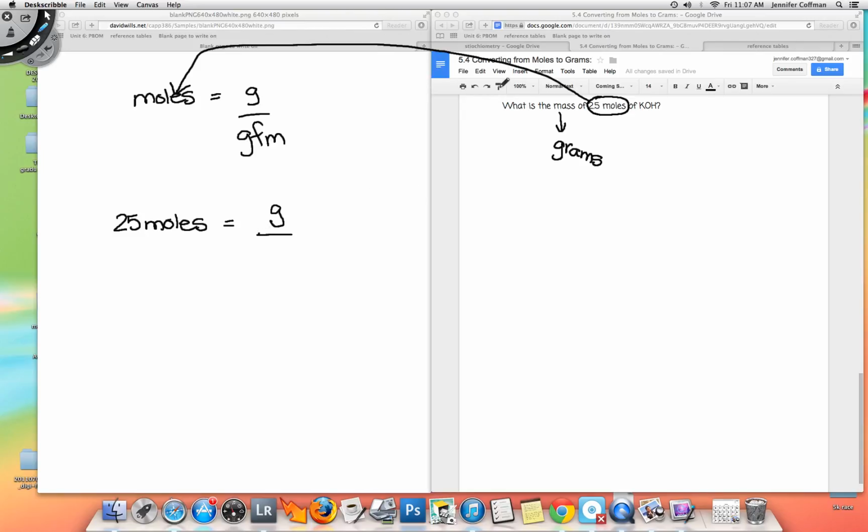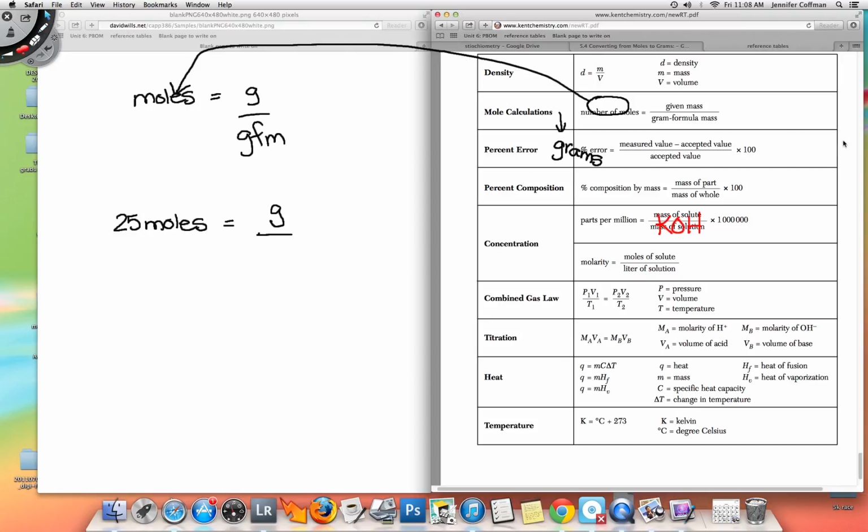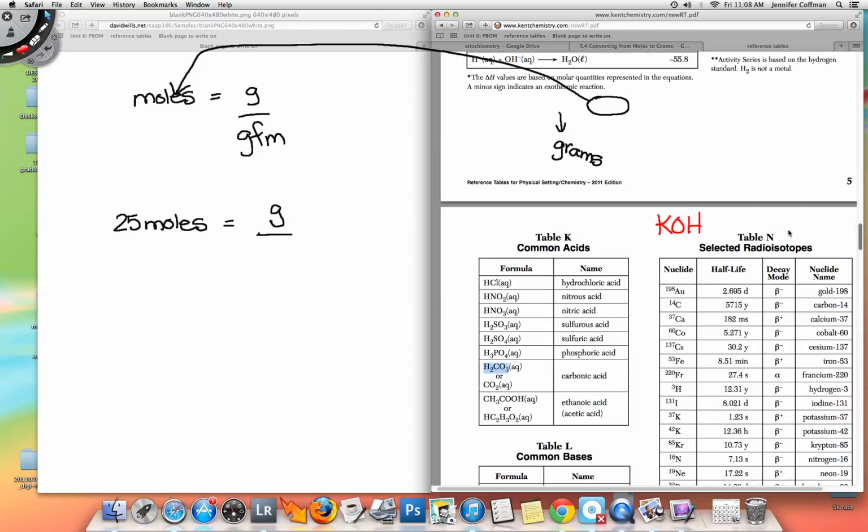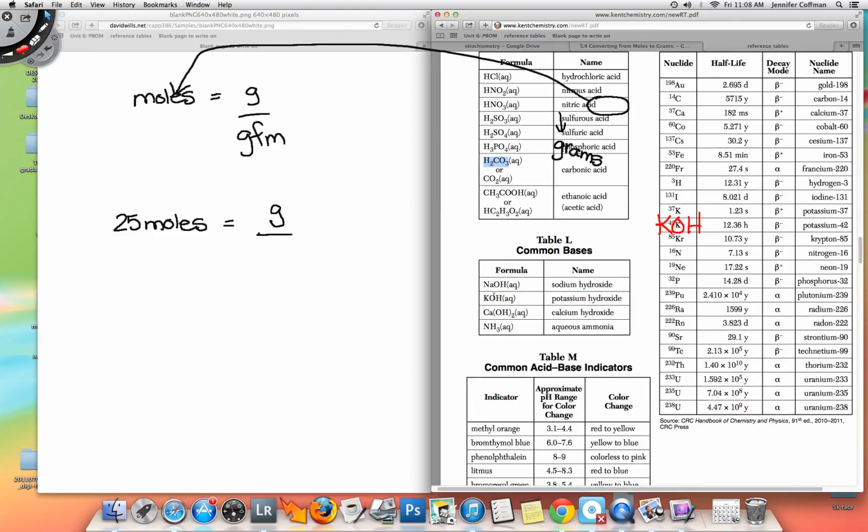Now, there's no gram formula mass here for us, so we have to actually figure it out ourselves. I'll do it in red. We have KOH, which is potassium hydroxide. Just to digress for a second, if you look at your reference tables, knowing your reference table is half the battle here. Take a look at table L, KOH, potassium hydroxide. You didn't need that table to name it because we worked on that in class, but just in case, always look around your reference tables. Go home, look them over.